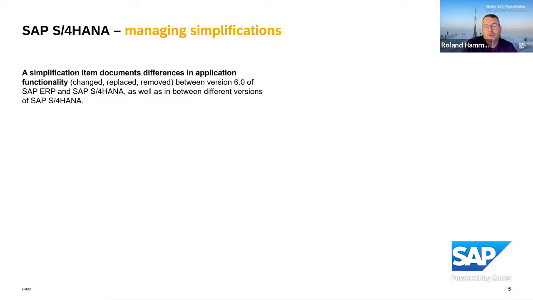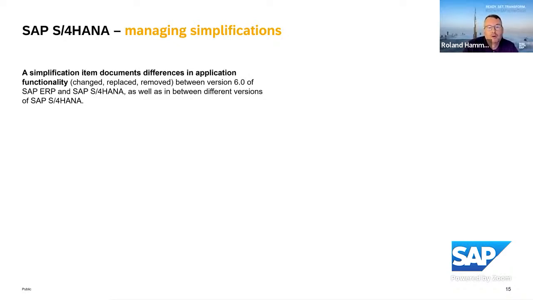So as a matter of fact, we did a lot of incompatible changes between the classical SAP ERP 6.0 application and S/4HANA and the different releases. And to help you migrate from ERP to SAP S/4HANA, we introduced the concept of a simplification item. A simplification item documents the differences in the application functionality, whether it has been changed, replaced, or removed between version 6.0 of SAP ERP and SAP S/4HANA, but also between different versions of S/4HANA.